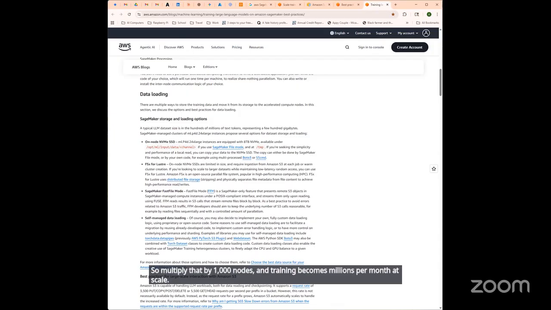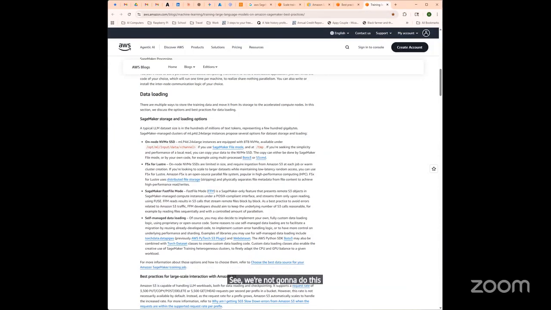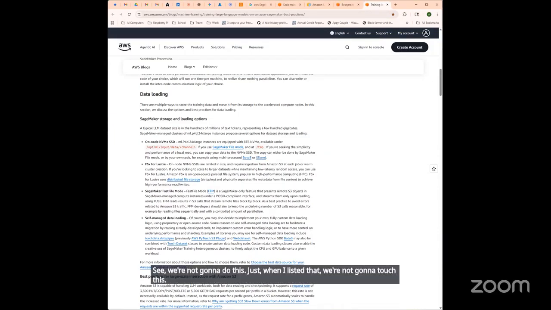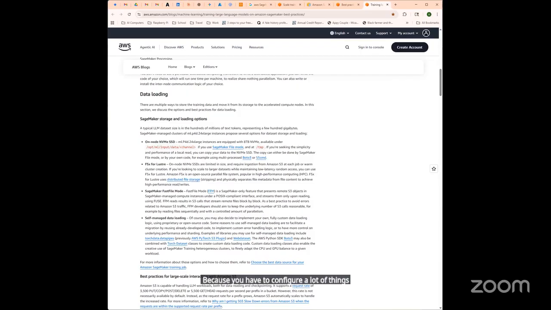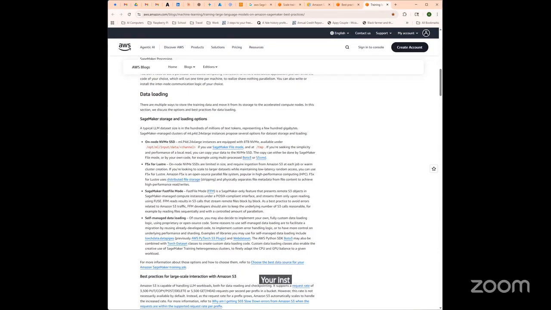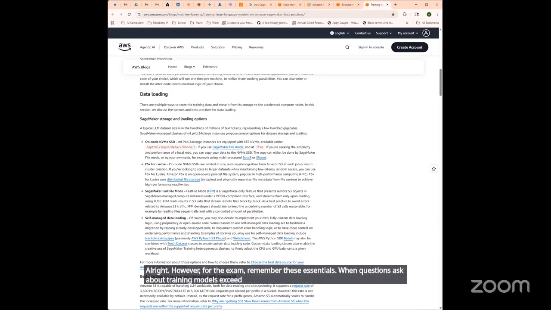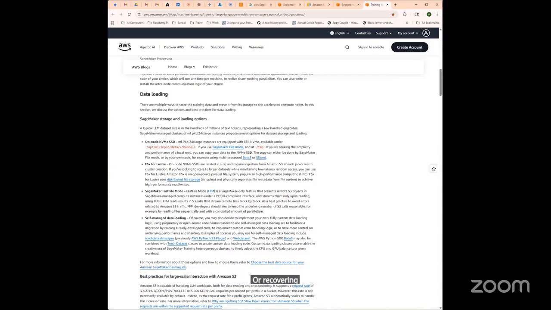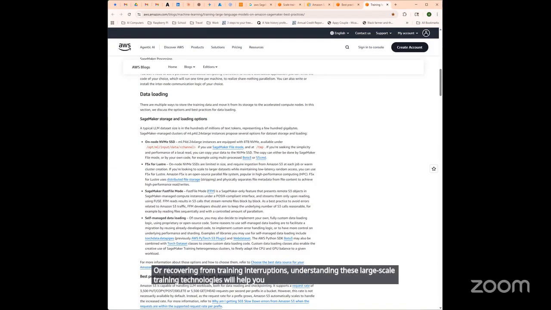So we're not going to do this. We're not going to touch it because you have to configure a lot of things that are very similar to what we've already done, but you're doing it at scale with your S3 buckets and your instances, and you're going to scale this out with similar hyperparameters. However, for the exam, remember these essentials. When questions ask about training models exceeding single GPU memory, optimizing distributed training performance, or recovering from training interruptions, understanding these large-scale training technologies will help you get to the right answer.